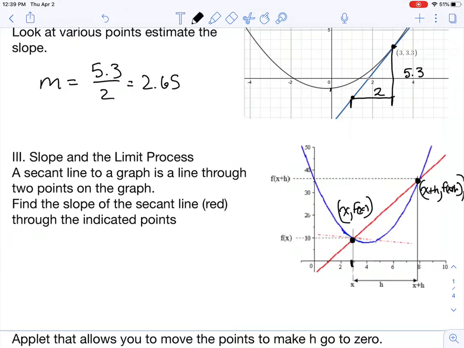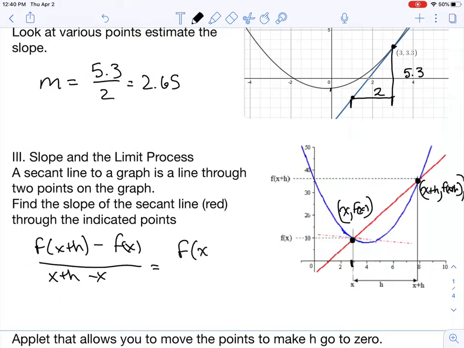All right, so there you have 2 points. So pause here and find the slope between those 2 points. Just plug them into the slope equation. All right, so you should have gotten f of x plus h minus f of x for the y values over the x values, which are x plus h minus x. You might recognize this, that the slope of the secant line is actually the difference quotient.